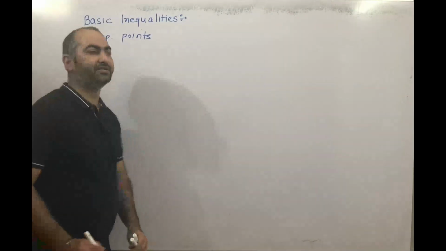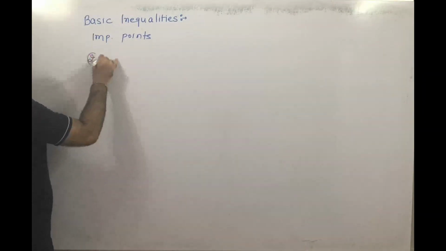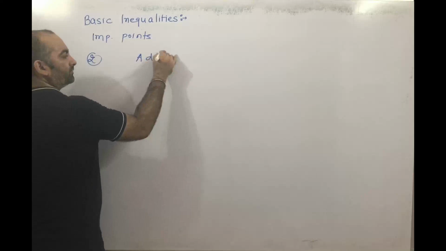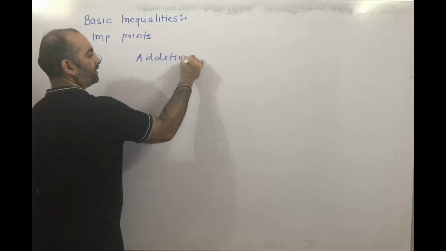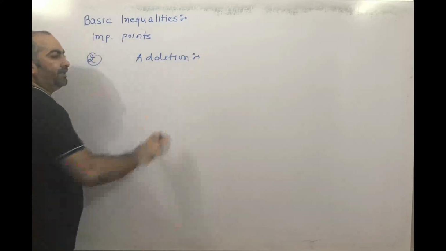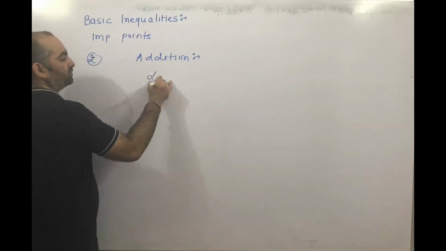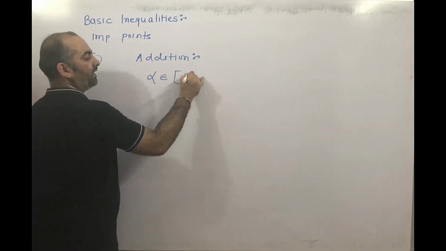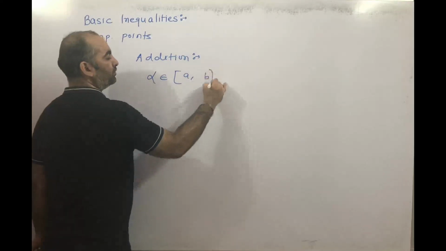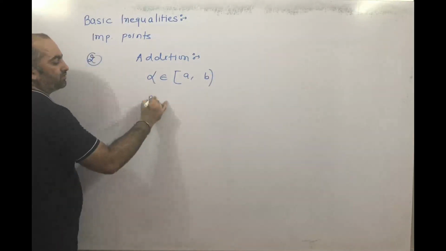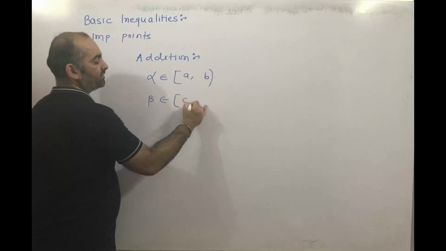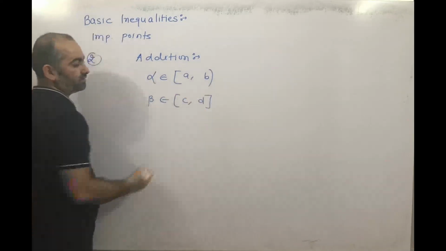Second point is addition. Okay, so how to add inequalities? So for that, what we are doing, see, alpha belongs to closed interval a to b. B is open. And beta belongs to closed interval c to d. D is closed, c is closed.